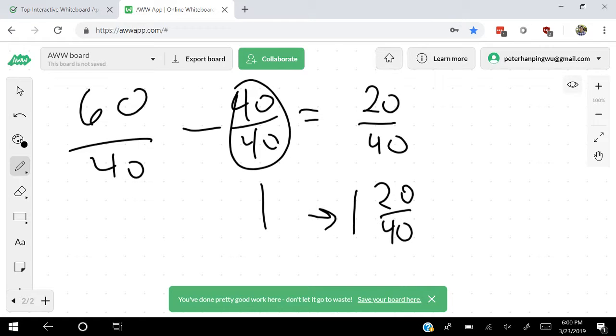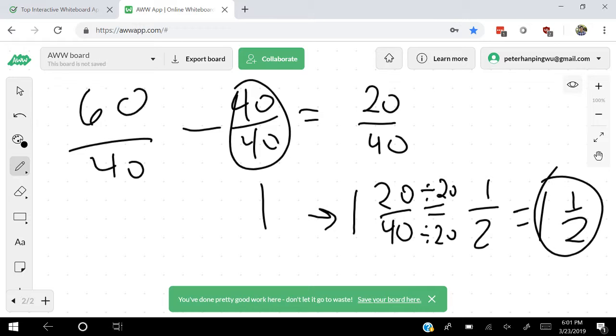And then we can simplify the fraction here. We can divide both the numerator and denominator by the same number. Here, 20 goes into both 40 and 20, so we'll divide both by 20 to get 1/2. So 20 is half of 40. So our final answer is 1 and 1/2.